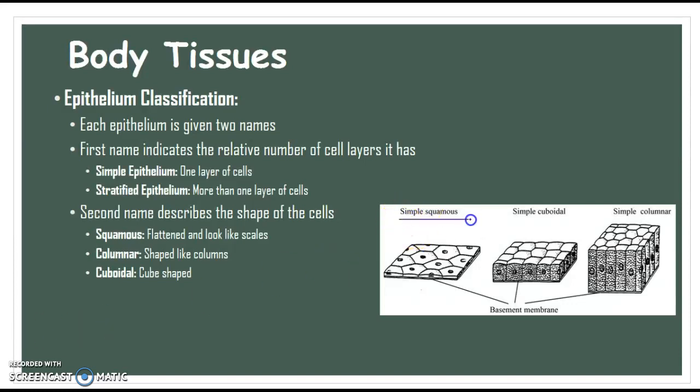And you can see over here I have some examples. These are all simple epithelium because they're a single layer of cells. And it kind of just shows you the cell shape. So squamous is the flat and scaly-like. That would be like the surface of your skin. Cuboidal is going to be cube-shaped, and columnar is going to be tall and skinny.